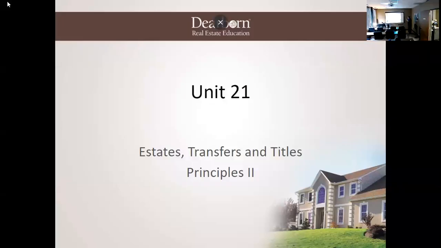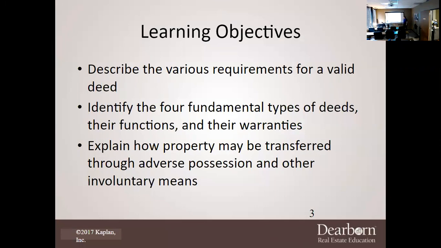All right, so we're going to talk about estates, transfers, and titles in this one. We're going to describe the various requirements for a valid deed. We're also going to identify the 4 fundamental types of deeds, their functions, and their warranties. Explain how property may be transferred through adverse possession and other involuntary means.